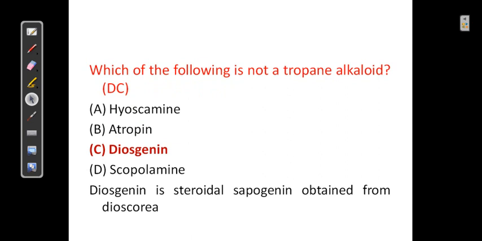Next one, which of the following is not a tropane alkaloid? Examples of tropane alkaloids are atropine, hyoscine, hyoscyamine, scopolamine, etc. So hyoscyamine, atropine and scopolamine, these three are examples of tropane alkaloid. Diosgenin, option C. Diosgenin is a type of glycoside. It is a steroidal sapogenin obtained from Dioscorea.